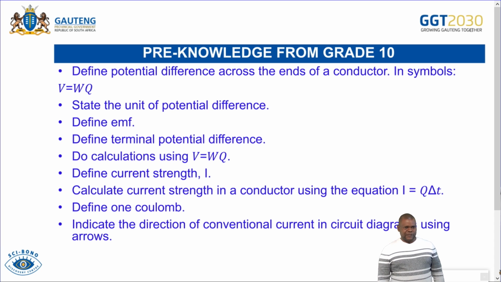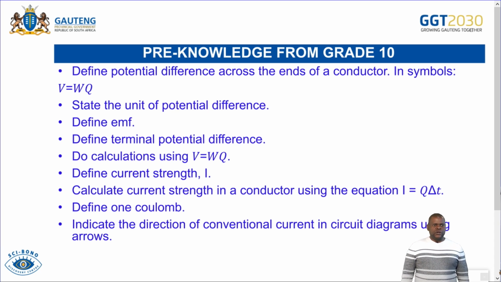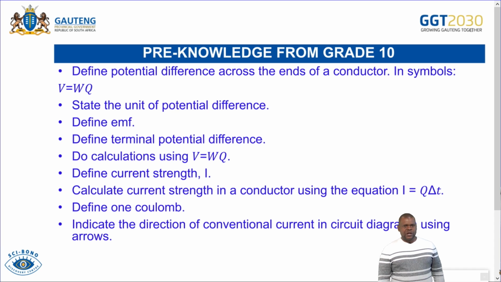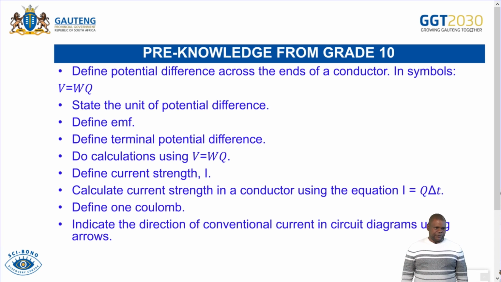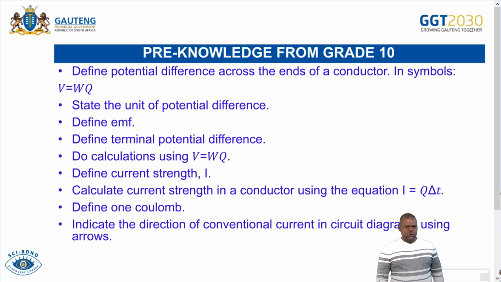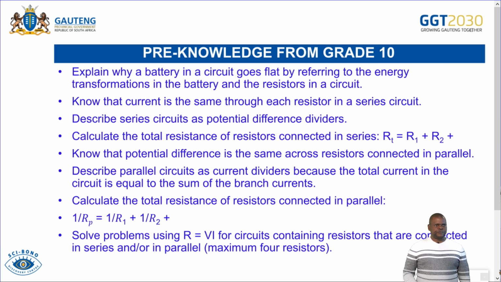Calculate the current strength in a conductor using the equation current is equal to charge divided by time, define 1 coulomb, and indicate the direction of conventional current in a circuit diagram using arrows.